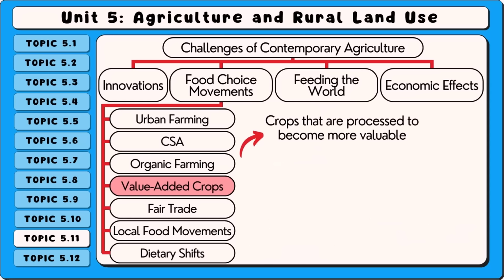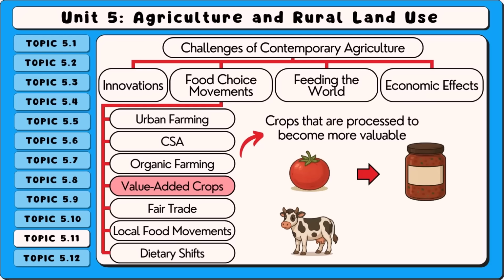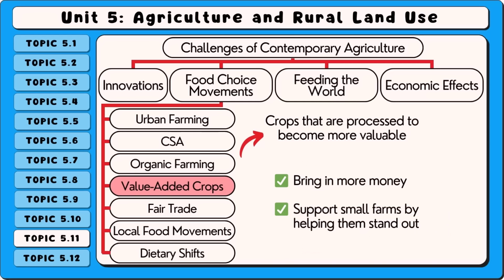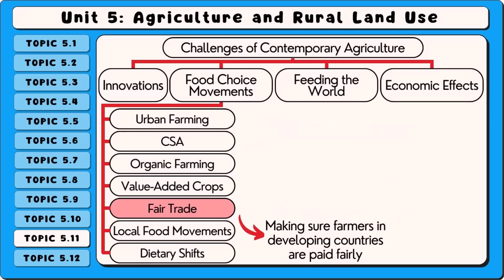These are crops that are processed to become more valuable, like turning tomatoes into salsa or milk into cheese. These products often bring in more money and support small or family-run farms by letting them stand out from big commercial farms. Fair trade is about making sure farmers in developing countries are paid fairly.